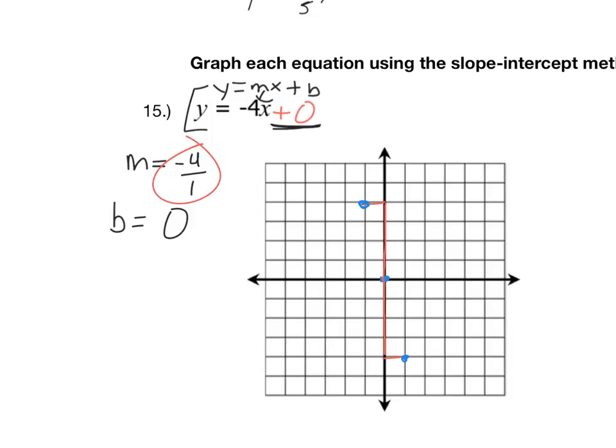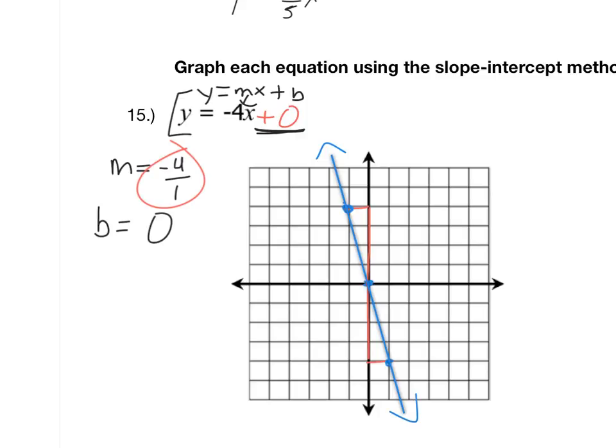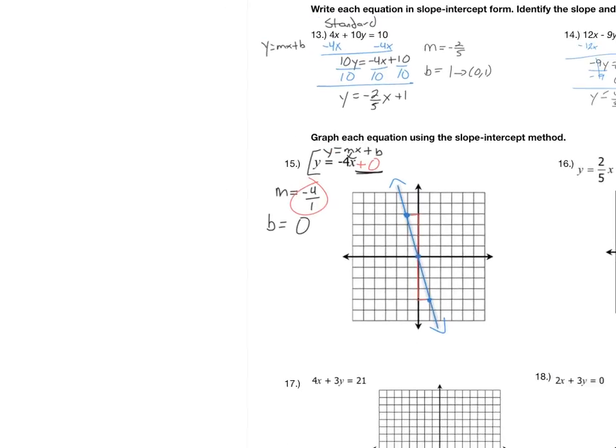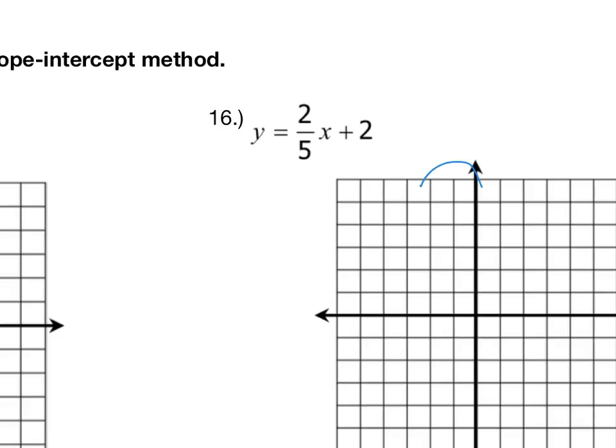Oof, it's still way off. Give me one moment. My lines are just horrible. There we go. I cheated, but there's my line. All right.